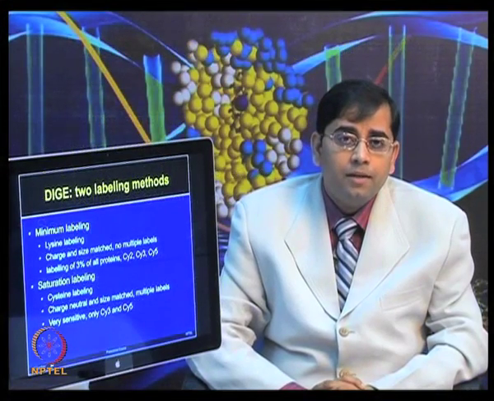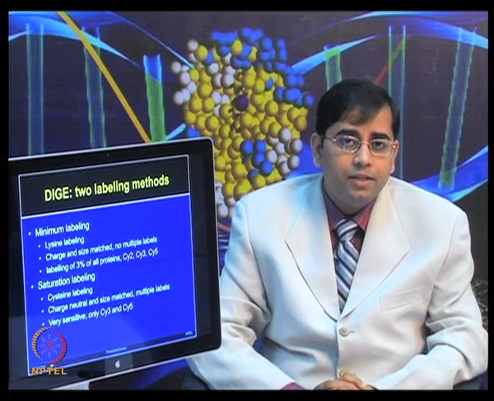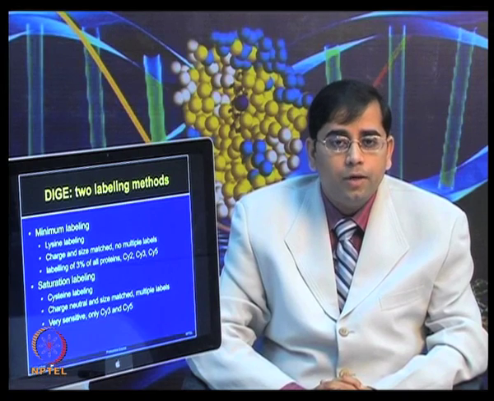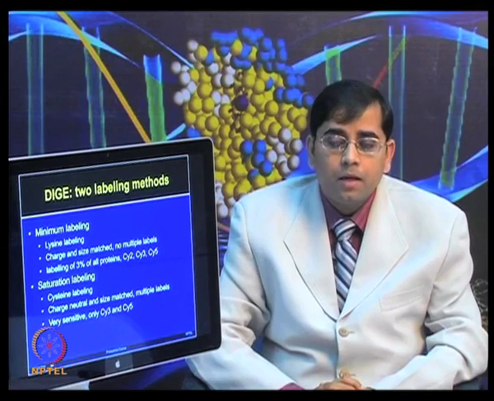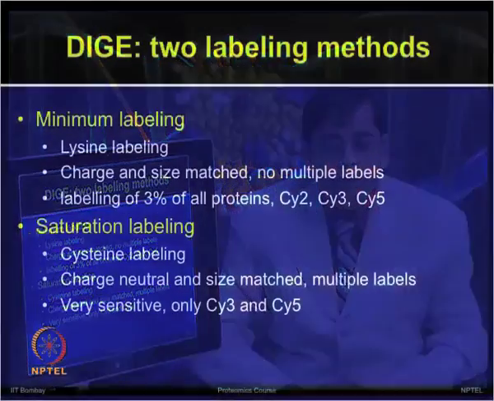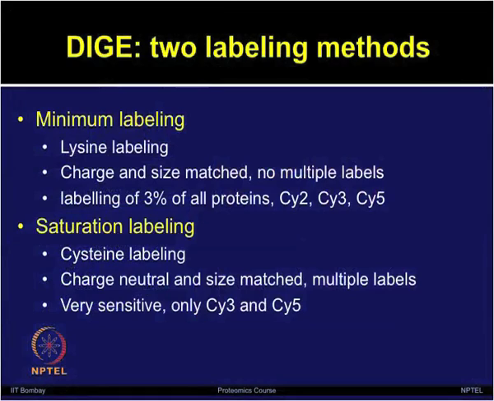The saturation labeling is done by using cysteine tagging. So, the amino acid cysteine is targeted for labeling. This is charge neutral and size matched. Multiple labels are used. It is very sensitive and used only for Cy3 and Cy5 labeling. So, saturation labeling is not so widely used, but this is another method one can use for labeling the proteins, and it can be used in DIGE methodology.